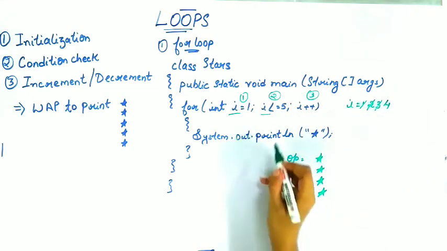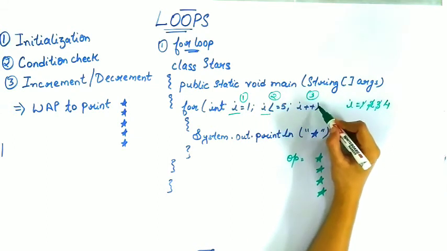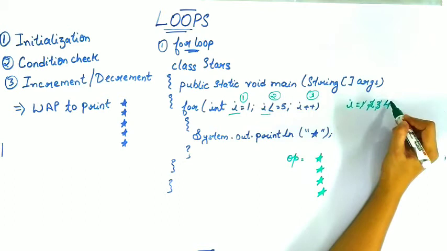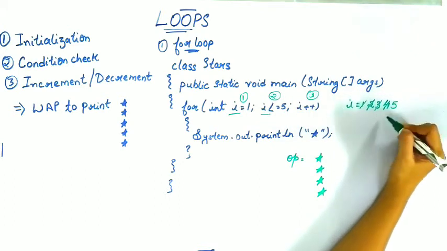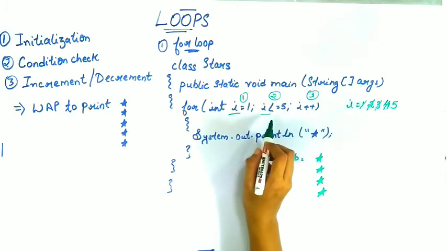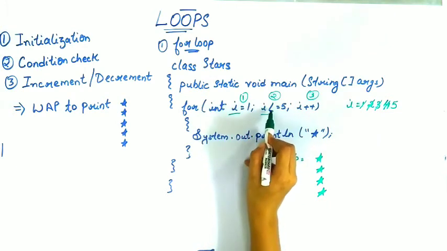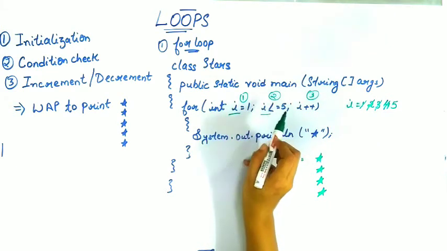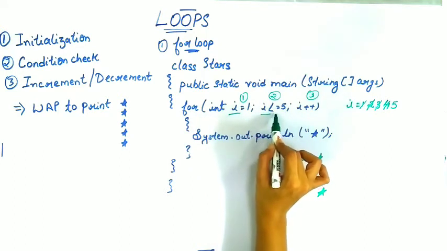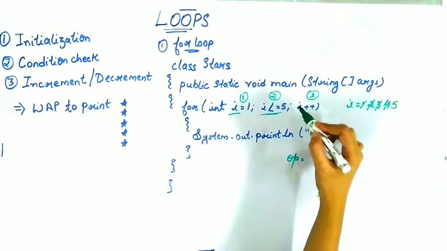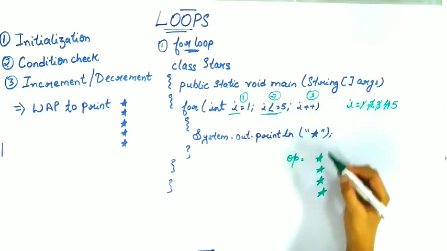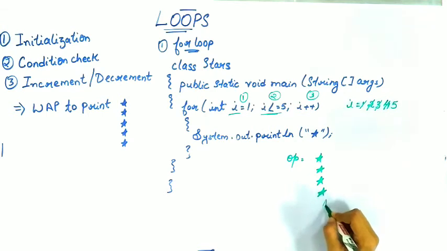Now again the compiler will increment the I by 1 and I becomes 5. Now it will again check the condition, is 5 less than or equal to 5? Yes, 5 is equal to 5. The condition is satisfied. Therefore, the compiler will get inside the body of the loop and print the fifth star.